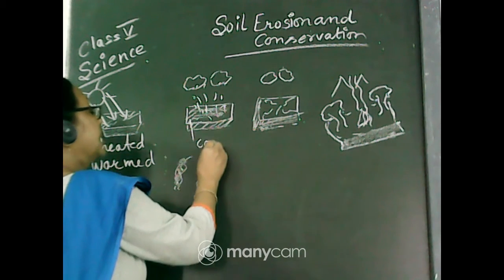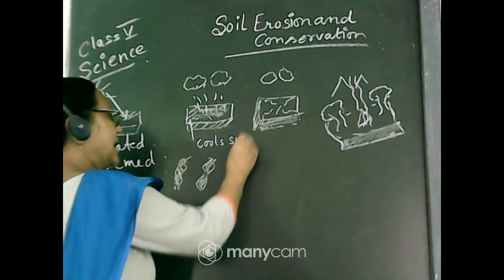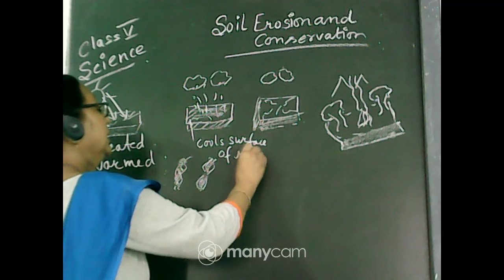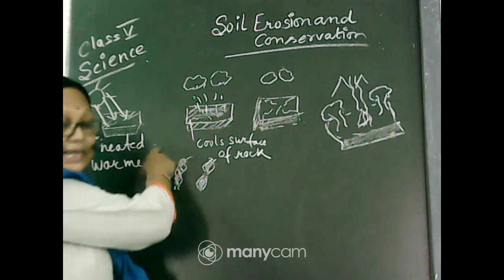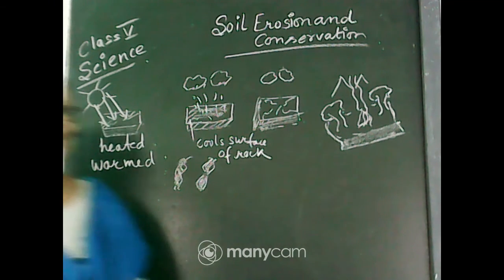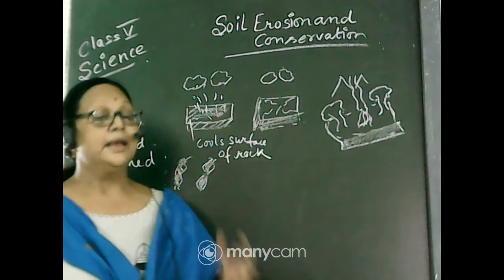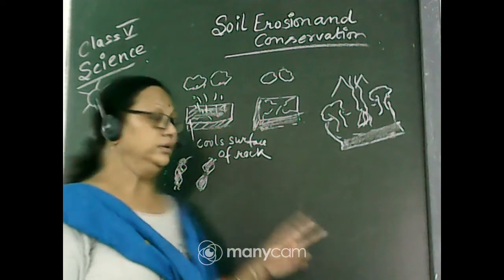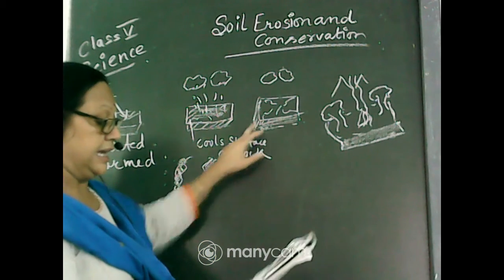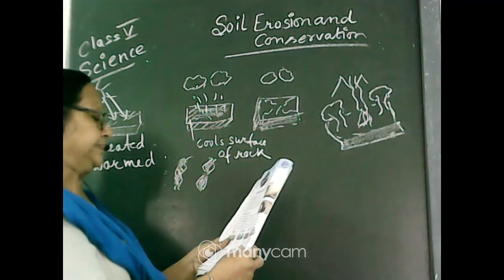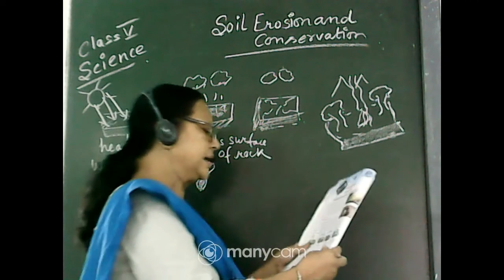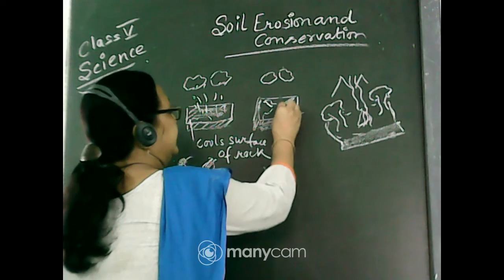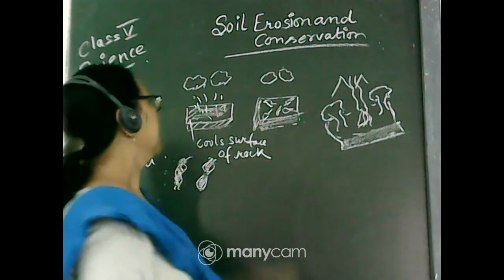So it cools the surface of the rock. Here it is heating, and in the night it is cooling. So constant heating and cooling makes the surface weak and it starts to break down. Now, next, if you see, there is again repeated heating and cooling. So they will make cracks. So these are the cracks.